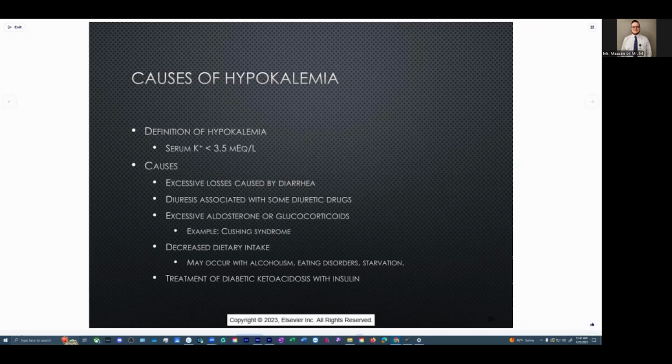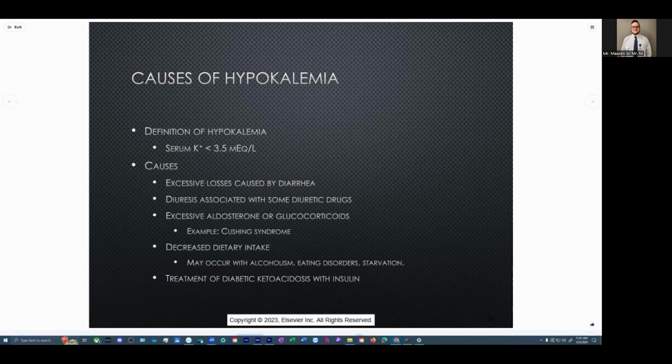What's causing this? It could be excessive losses in diarrhea. Again, diarrhea can play a huge role in balancing this stuff out one way or the other. Some diuretic medications. There's a couple different categories of diuretic medications, but their goal is all the same, to get rid of large amounts of fluid. Some will try to not let potassium go. Some don't try to, and potassium can go out with those diuretics in the urine.